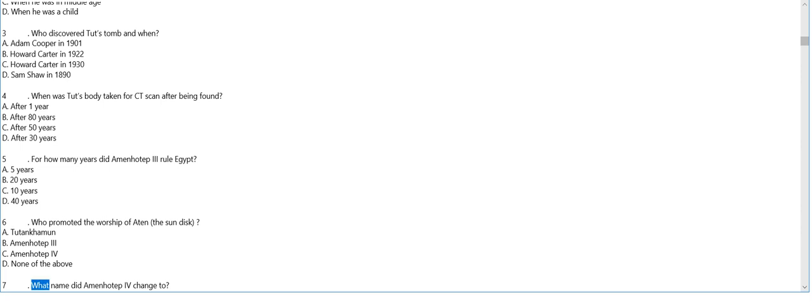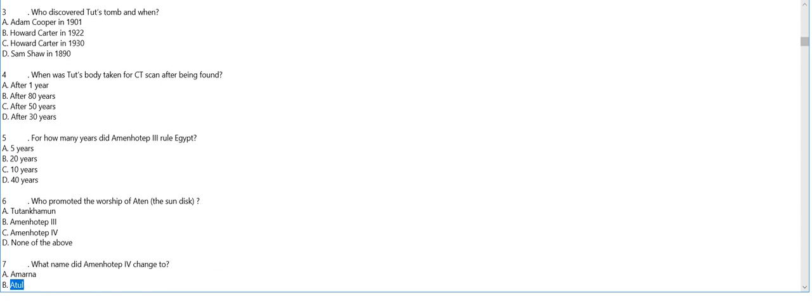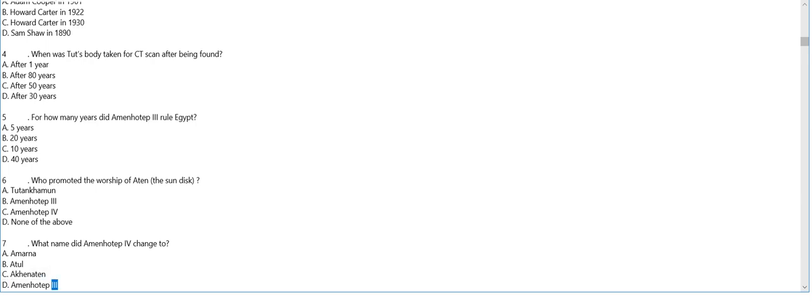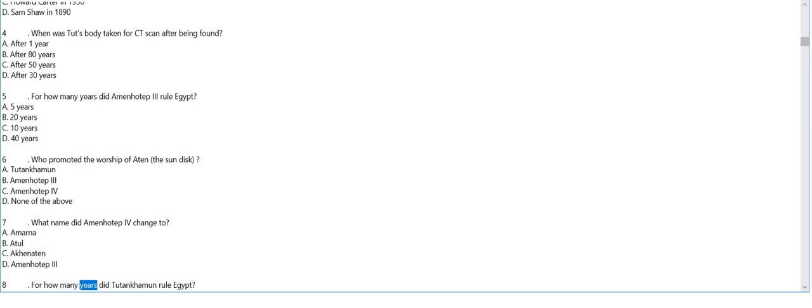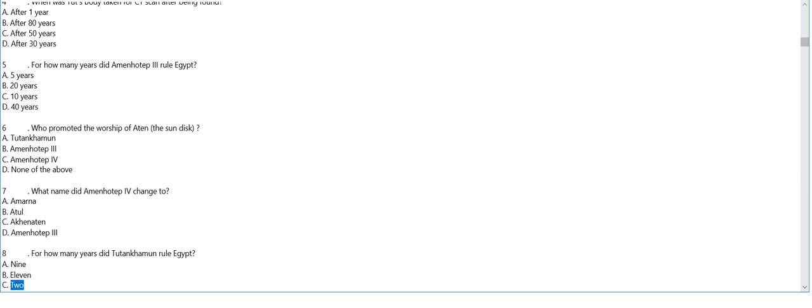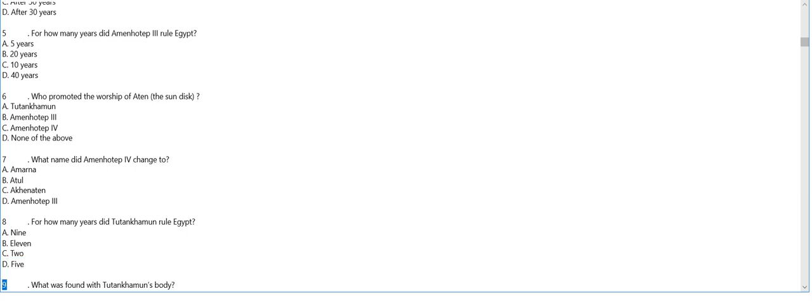7. What name did Amenhotep IV change to? A. Amarna. B. Atul. C. Akhenaten. D. Amenhotep III. 8. For how many years did Tutankhamun rule Egypt? A. 9. B. 11. C. 2. D. 5.